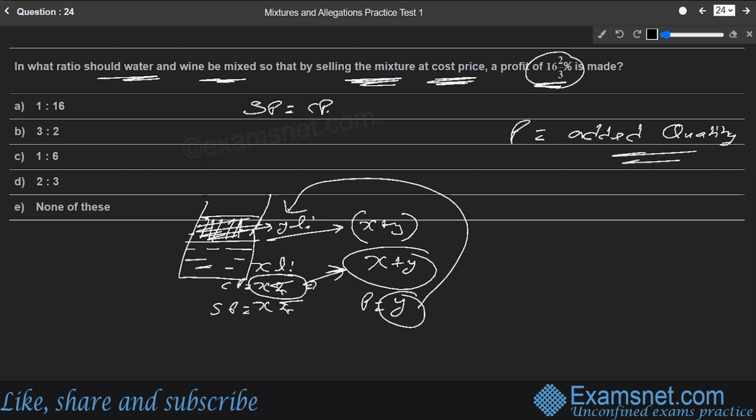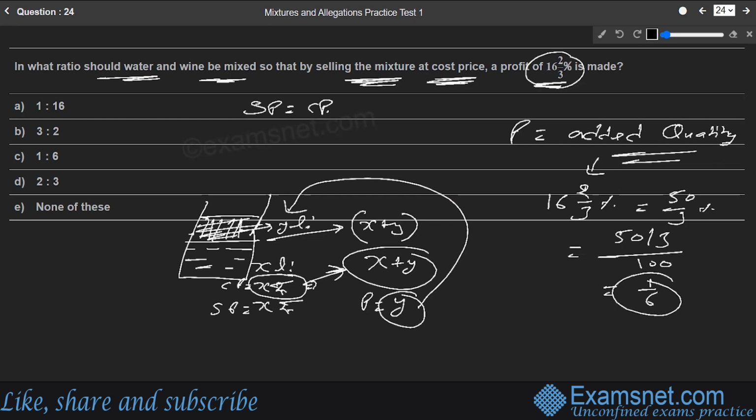So how much quantity is added? They say 16 2/3% quantity is added, which is nothing but 50/3%. And if I find it out with 100%, 50/3 of 100 will give you the value as 1/6. So 1/6 of the quantity has been added, then you are getting the 16 2/3% profit.